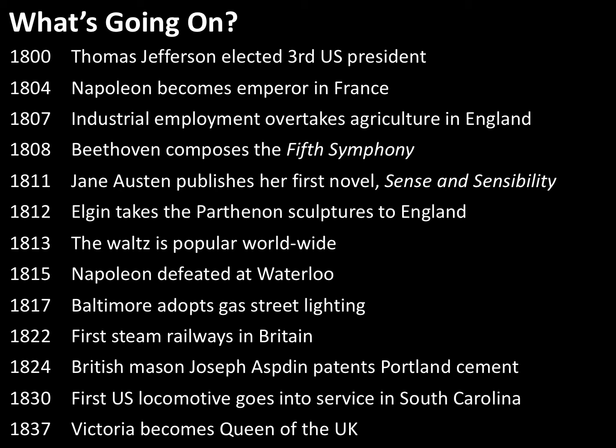In terms of what's going on during this period, we've got a very, very active time. Starting at the top, we have Thomas Jefferson being elected as the third president in the United States. Jane Austen is publishing her first novel, Sense and Sensibility. Further down, Baltimore adopts the gas street lighting. And we have the first steam railways in Britain, and in a parallel way, the railways in the United States get started, first in South Carolina.